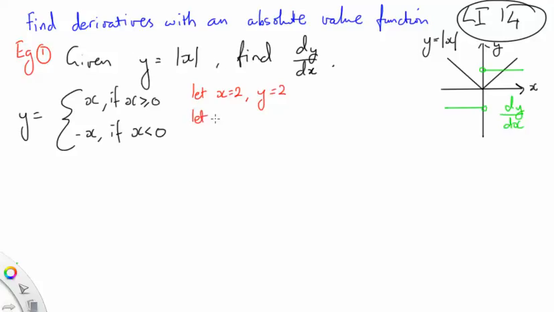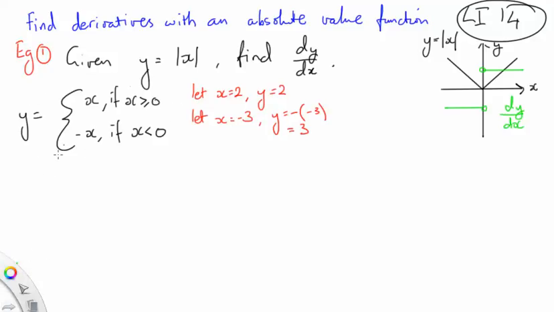Let's say we let x equal -3. Well, -3 isn't greater than 0, it's less than 0. So we have to substitute it into this bottom part here. In that case, y equals negative, open bracket, -3, which equals 3. So this piecewise function operates exactly how the absolute value function operates.